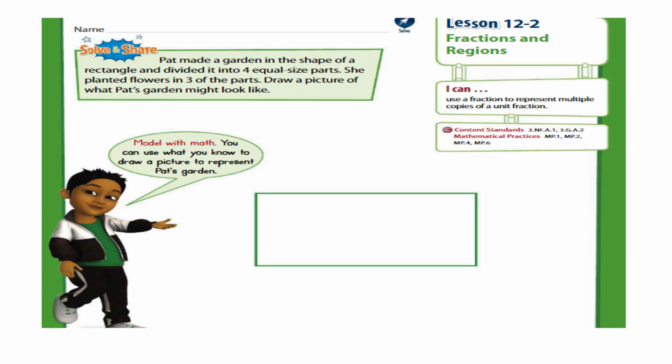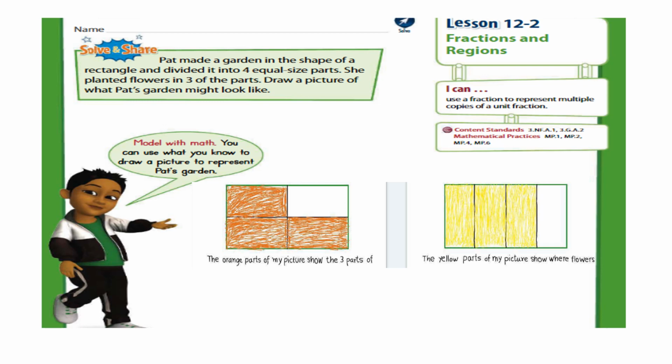So what's given? The garden is in the shape of a rectangle, and she divided her garden into 4 equal parts, and then she planted the flowers in only 3 parts. So how might the garden look? What you have to do is divide this rectangle into 4 equal parts. The parts should be equal, and then we have to shade only 3 parts out of 4 according to the question.